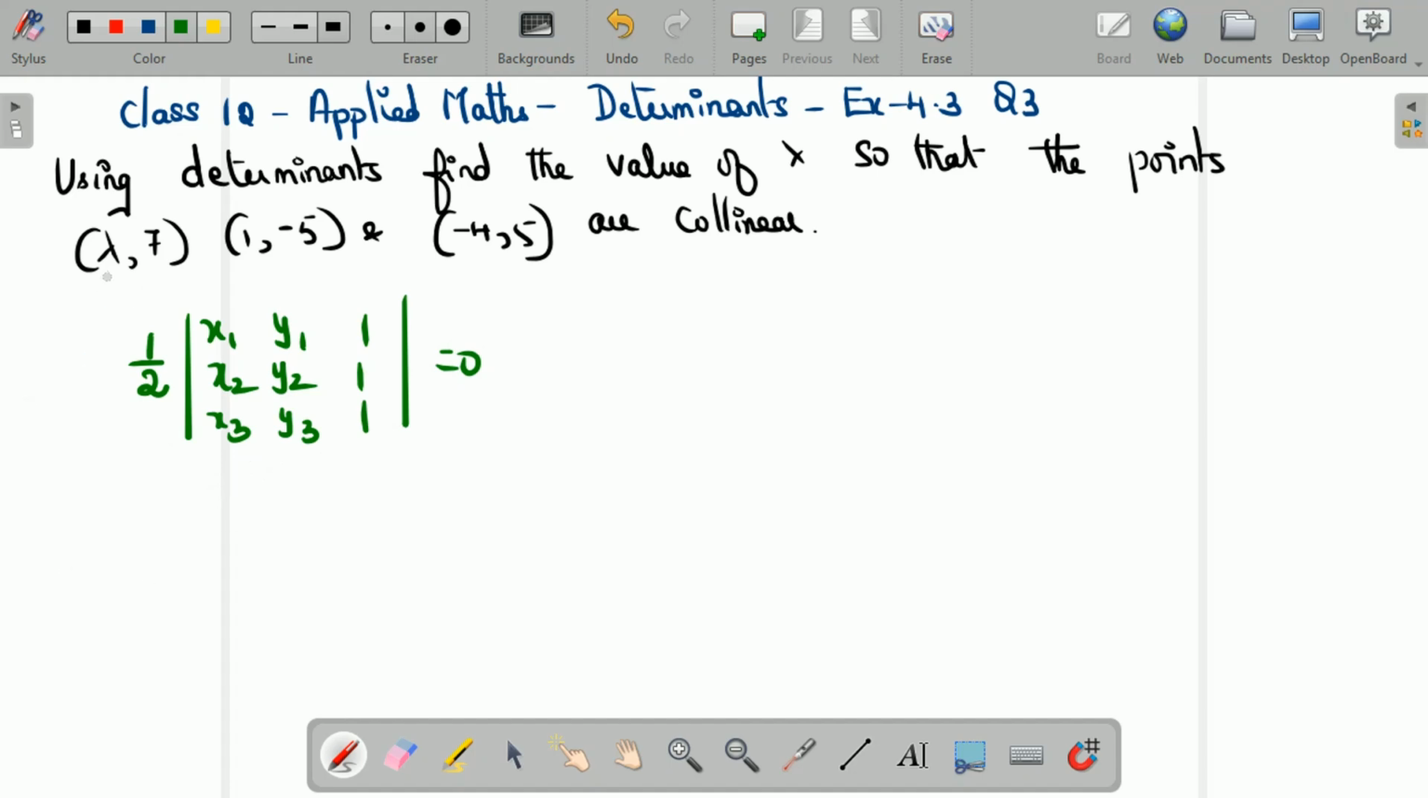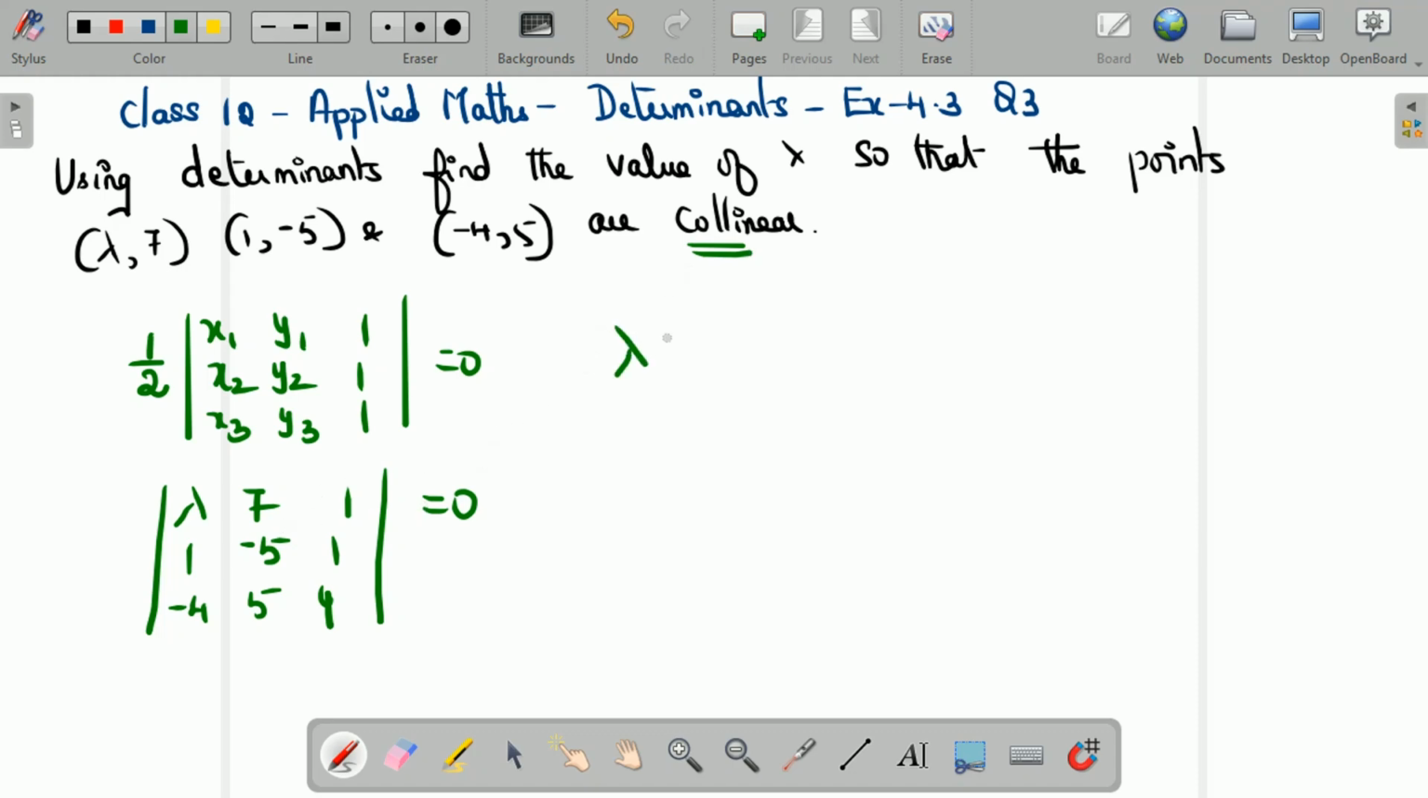Now, let's substitute the values of the x's and y's. In the first row, it is going to be lambda, 7 and 1. Second row, it is 1, minus 5 and 1. In the last row, it's minus 4, 5 and 1. Now, we will equate this determinant's value to 0 because they said these points are collinear. Then we will try to find the value of lambda.